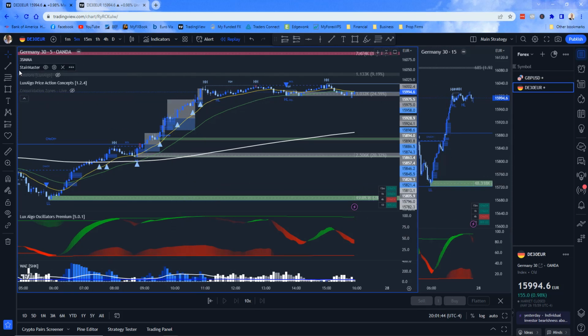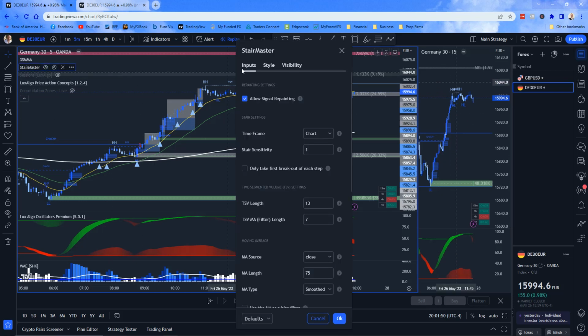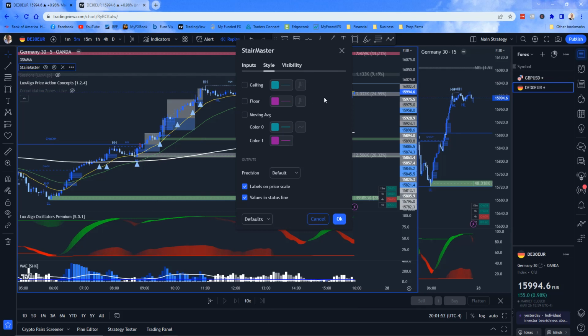On the main window, back to Stairmaster, if you're using the standard version, let me just show you that real quick. I turn off the fractals. I think they're just a nuisance. And I also turn off the moving average. I don't use the moving average. That's the one, the blue and pink line that you may have on your chart. I turn that off completely.